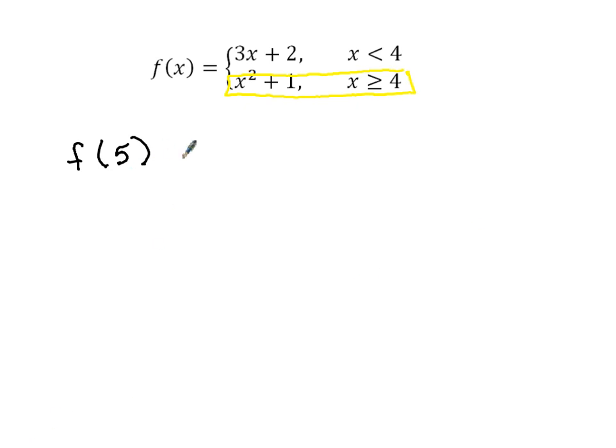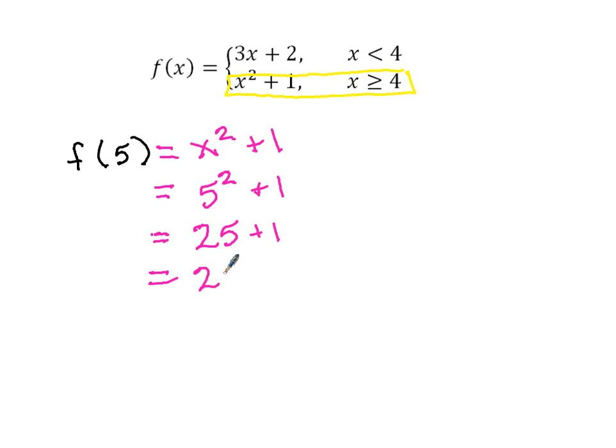So f of 5 is equal to, and I'm going to have my x squared plus 1. And then I'm going to substitute my 5 into this portion of the function. So it's really equal to 5 squared plus 1. Simplifying, I do 5 squared, which is 25, add 1, and I get a final answer of 26.